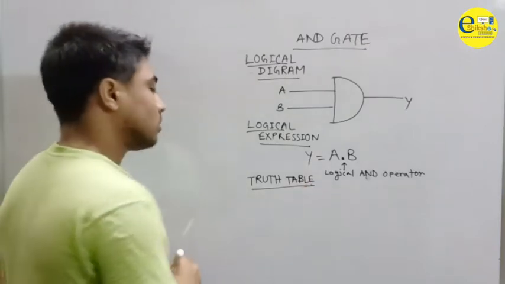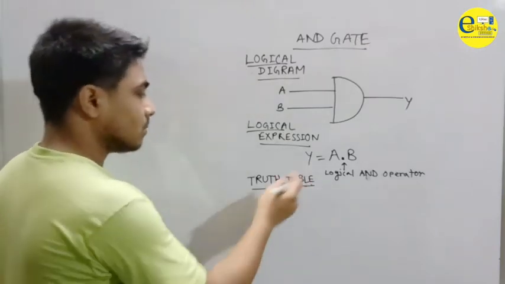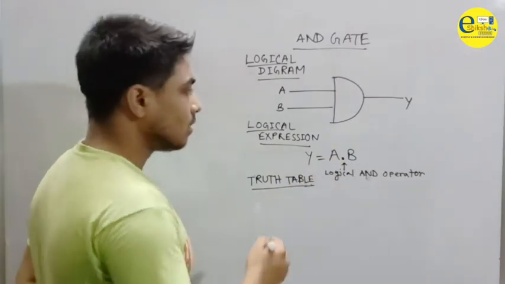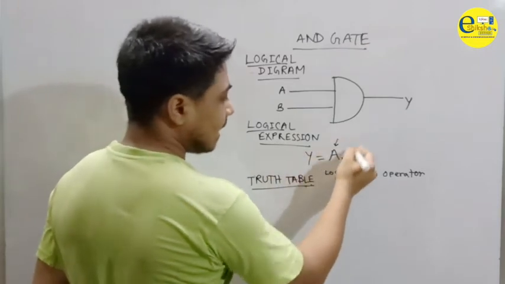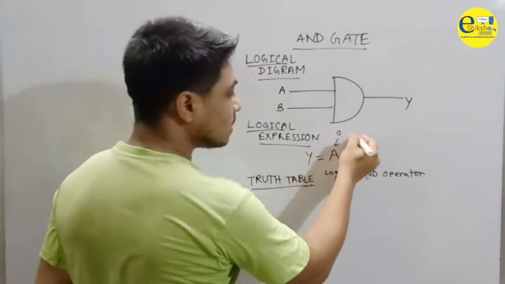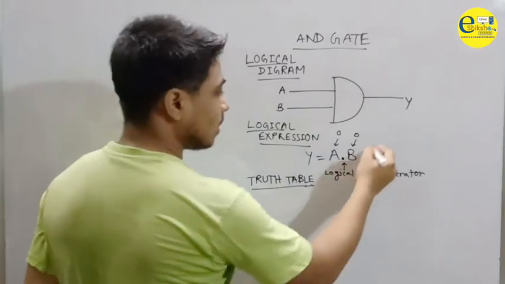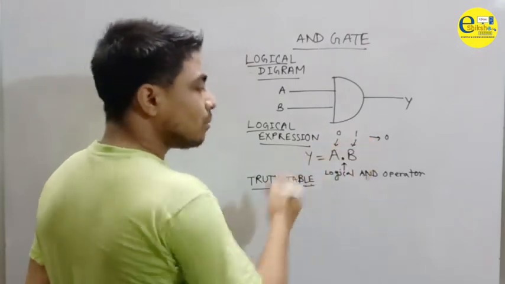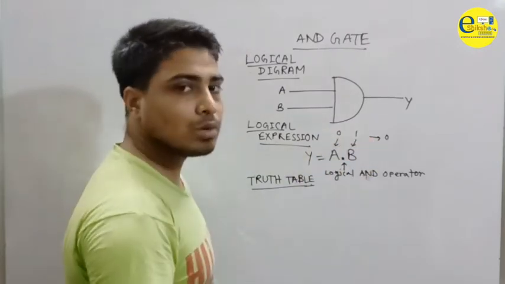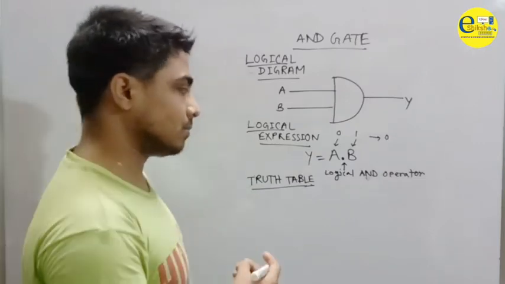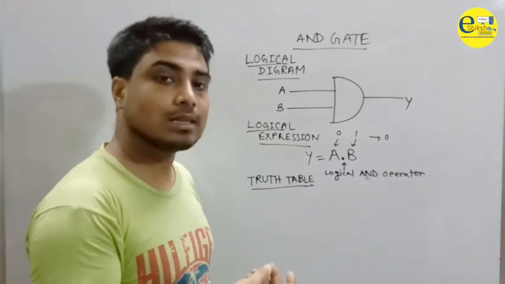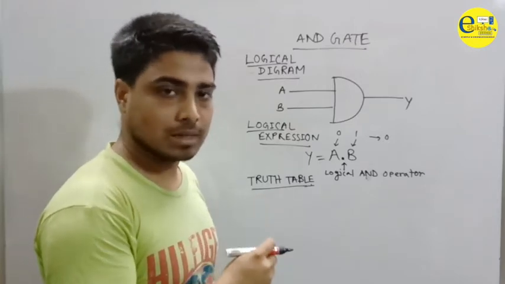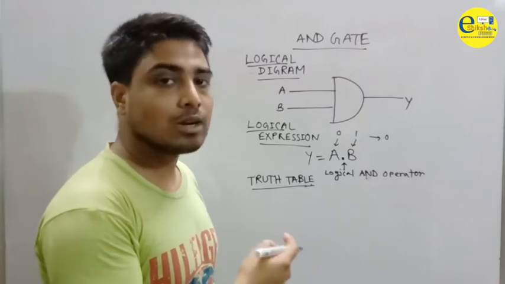So for truth table, let's see how the output is generated here. If the value of A and the value of B both are 0, the output will be 0. If the value of B is 1, although we will get the output 0. That's why you may sometimes consider it as multiplication operator. But students, keep in mind that this is not multiplication. This is the logical AND operator or logical AND operation.